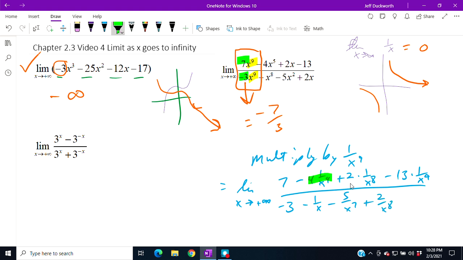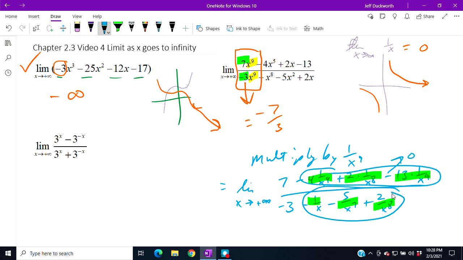Each one of these goes to 0 as x gets really big in the 1 over x scenario. 1 over x to the anything larger than 1, all of those go to 0. So these go to 0 and these go to 0. So we're left with simply 7/3. And again, that's our answer, 7/3.